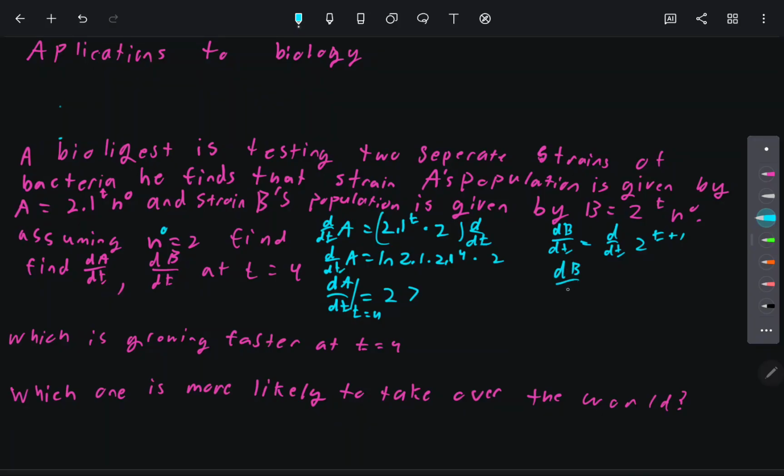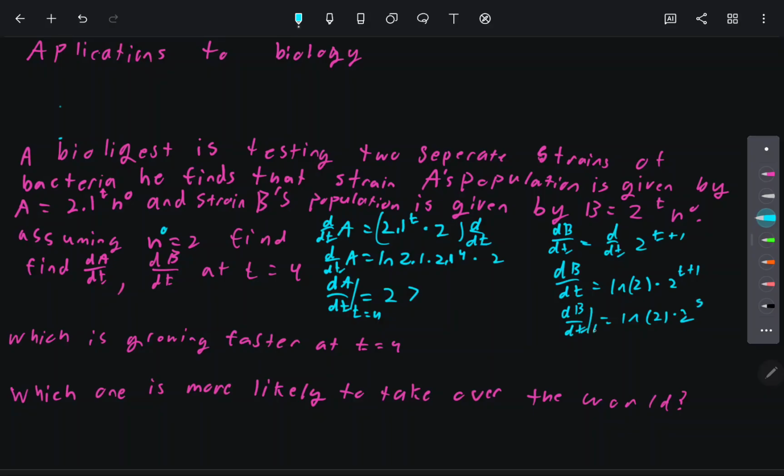So dB/dt is going to be equal to the derivative of the base, which is 2, or the natural log of 2, times the derivative of the exponential, which is 2t plus 1, times the derivative of the function that's inside the exponential, which is just 1, so we're not going to worry about that. Now let's evaluate this at 2, so we get dB/dt is equal to the natural log of 2 times 2 to the 4 plus 1, which is just 5.